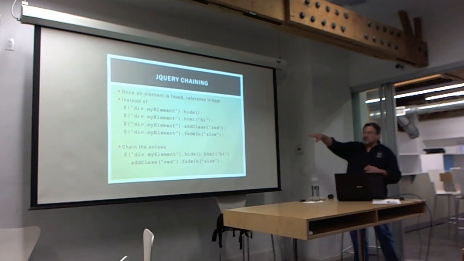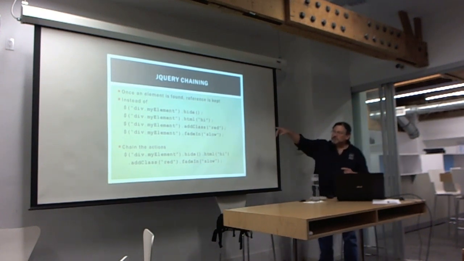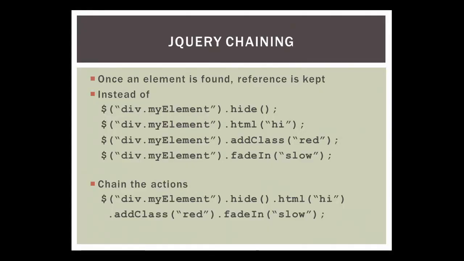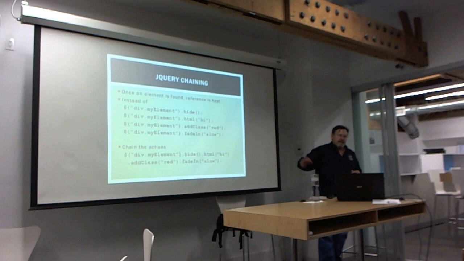So if you can see here, it's saying hide the div that has a class name of my element, then set the inner HTML of that div to hide, add the class red, and then fade that in. So that's four times that I search the DOM for div.myElement. But what you can do as a performance thing is to chain your events. So this line here is exactly the same as here, except you can see that the methods are chained together.